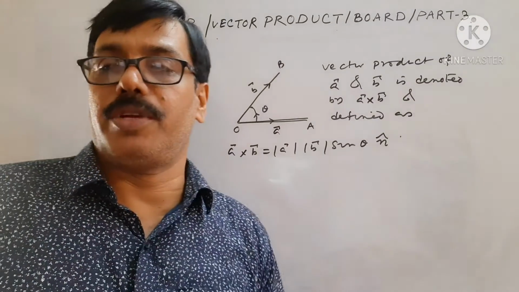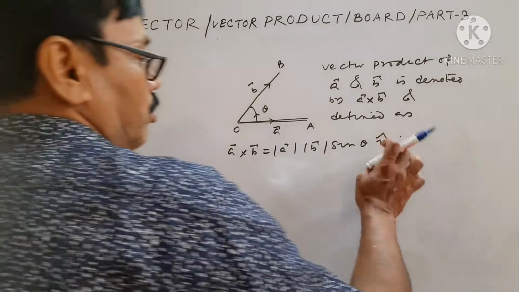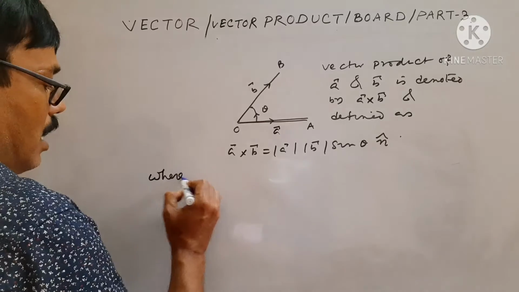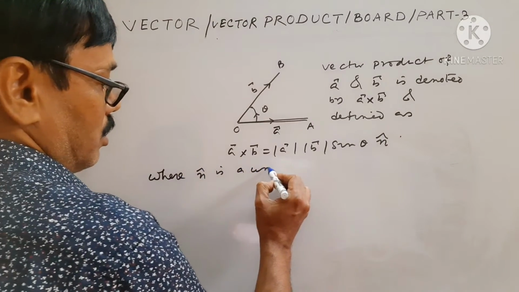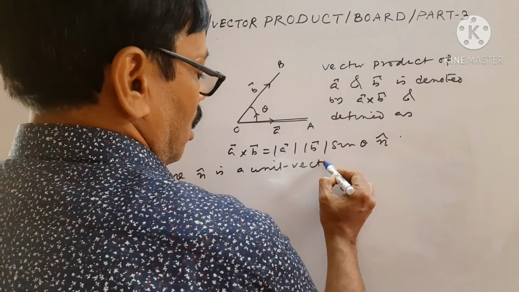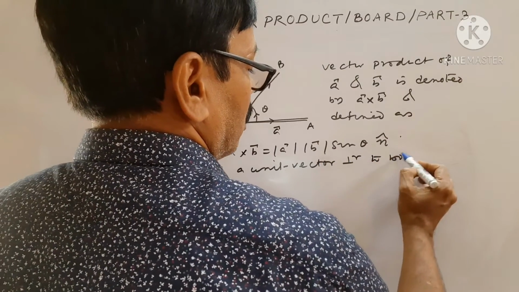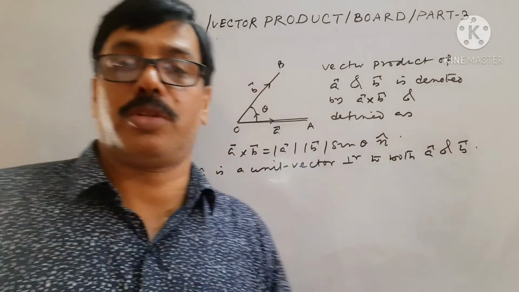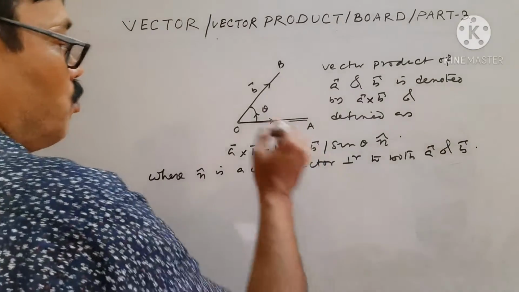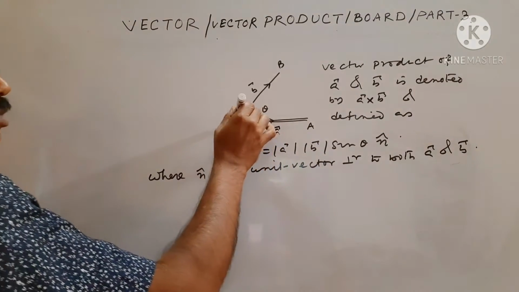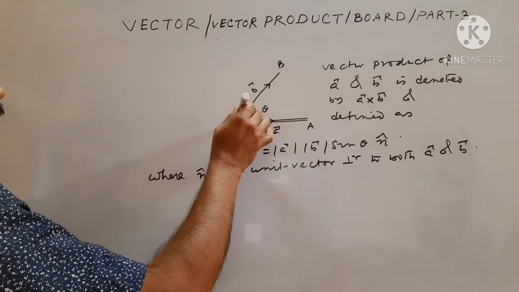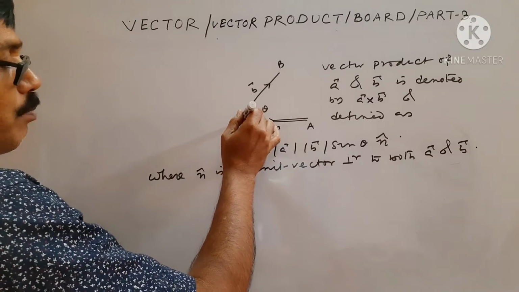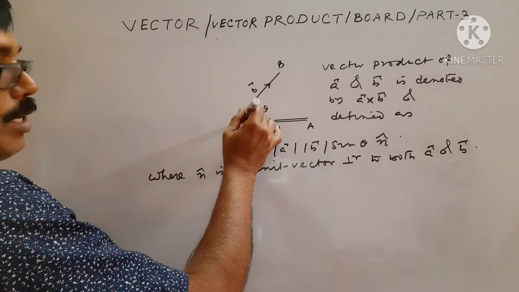Now theta is the angle between them. So what is n cap? Look, this is important. n cap is a unit vector perpendicular to both A and B. So look from the figure, n cap will be perpendicular to both A and B. So the position of n cap will be here.